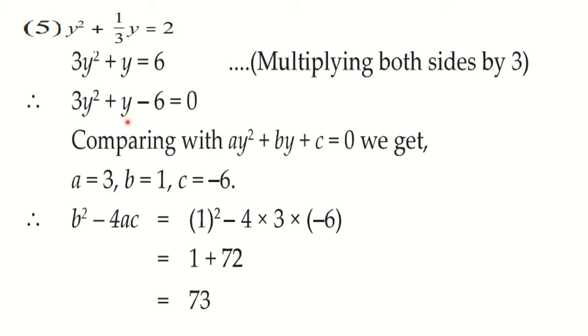Don't think that nothing is there. Some students, I observed, when they don't find the number here, write y here, which is wrong. You cannot write a variable. These are only numbers. So you need to write only numbers. Take a note of this. So b is 1 and c is minus 6.